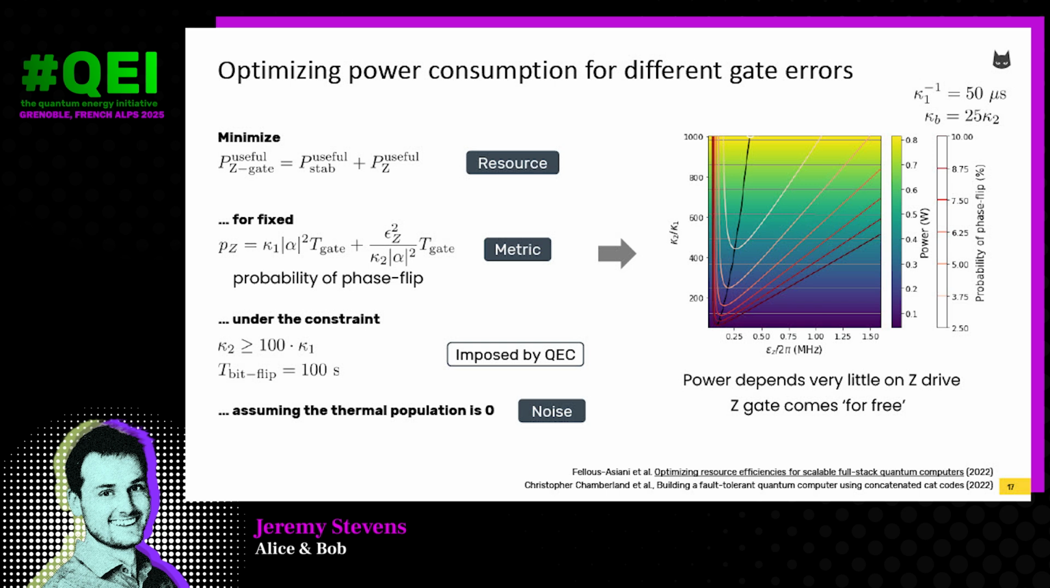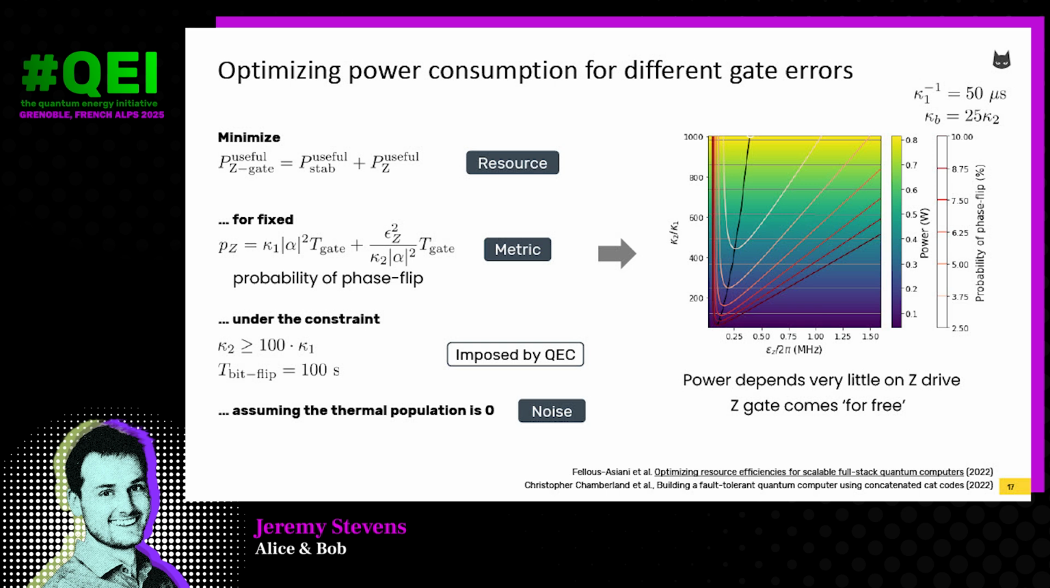And you see that the power depends very little on the z-drive, right? These ISO power lines are parallel to the x-axis. So again, like the bit flip, the z-gate comes for free once you've got this cat-qubit stabilized. And in fact, I'm happy to take questions about this. It's for the same reasons, essentially.